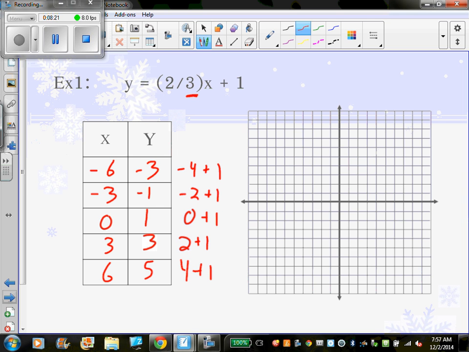Now we plot these. So I start by going for this first point here. Remember, these are our points. So we have 6 to the left and 6 down. 1, 2, 3, 4, 5, 6, and then 1, 2, 3. So right there at that corner. Then we have negative 3, 1. 1, 2, 3 to the left, down 1. Then 0, 1, not left or right at all, but up 1. Then 3, 3, 3 to the right, 3 up. And then 6, 5. 6 to the right, and then 5 up. And then we connect the points. And there they are. Arrows at the end to indicate that it goes on forever.